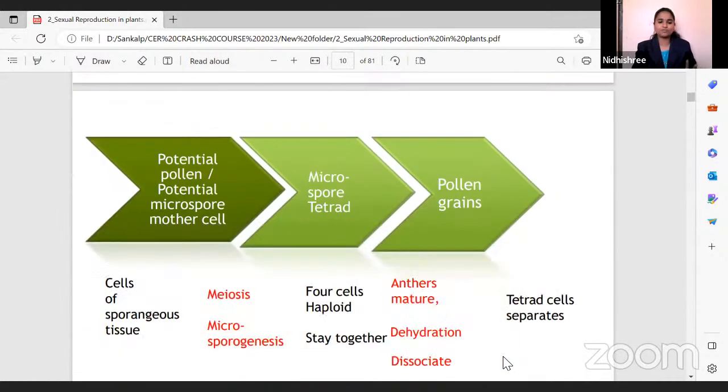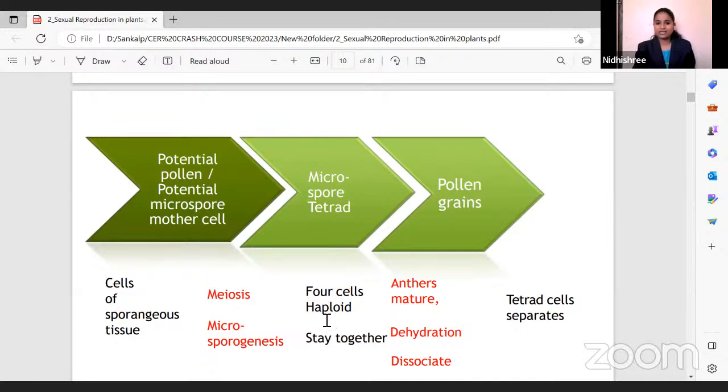Next, microsporogenesis steps nodkoli. Cells of sporogenous tissue, meiosis occurs. So when meiosis occurs, that is called as microsporogenesis. So meiosis occur adaga alli 4 cells ಆಗ್ತವೆ. Haploid means single set chromosomes.